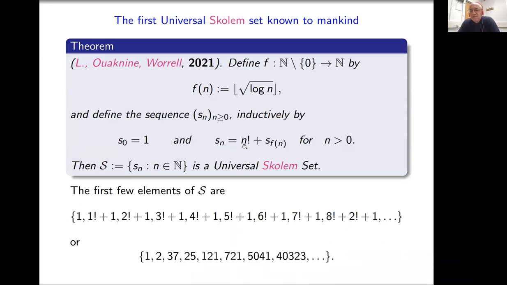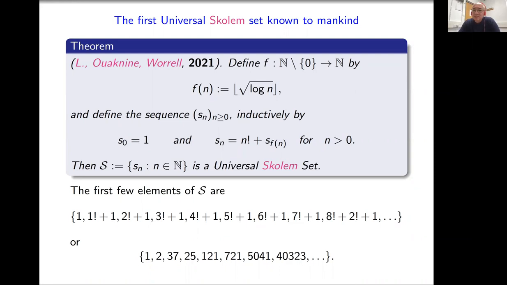So basically s of n is some huge factorial plus some tiny factorial, about like the factorial of the square root of log of n integer part, plus something which is the factorial of the square root of log of the previous one. So it's basically like a double log and so on. So the nth term is basically a sum of a few factorials, but each one of them goes down very quickly to zero. And I claim that this one is a universal Skolem set.